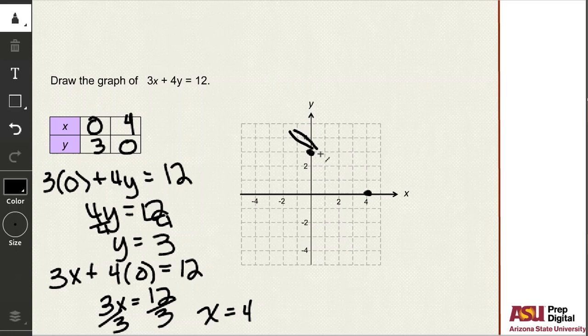So I'm going to connect these points. A little bit hard to do by hand in the digital platform, but you can use a ruler, and there's tools if you're working on ALEKS, a little ruler to use to connect those points a little bit better. But that's all you need to graph a line using tables.